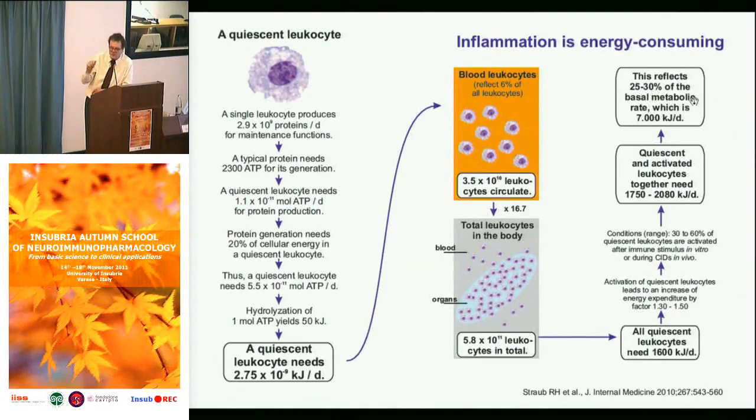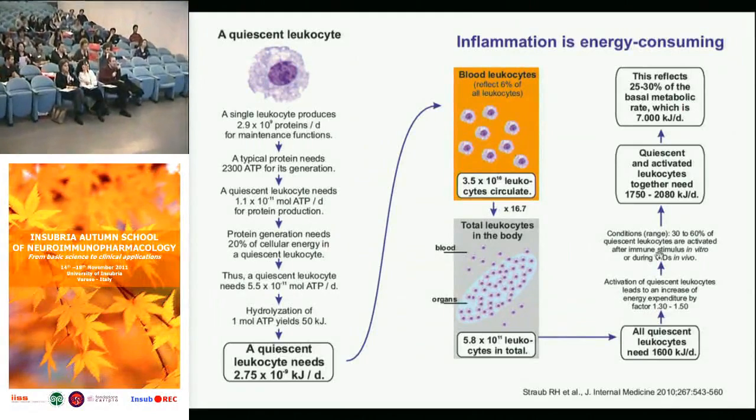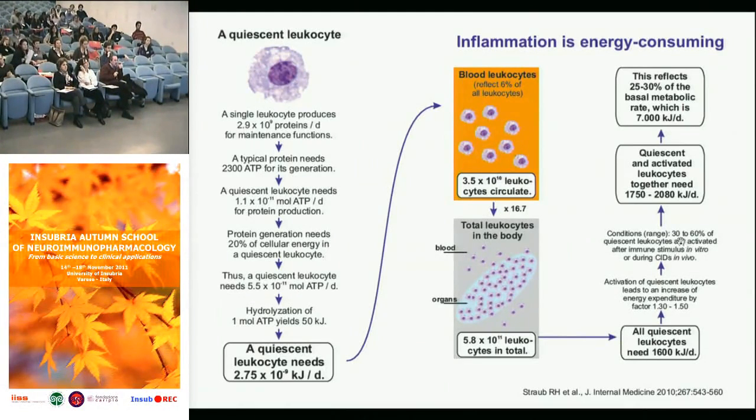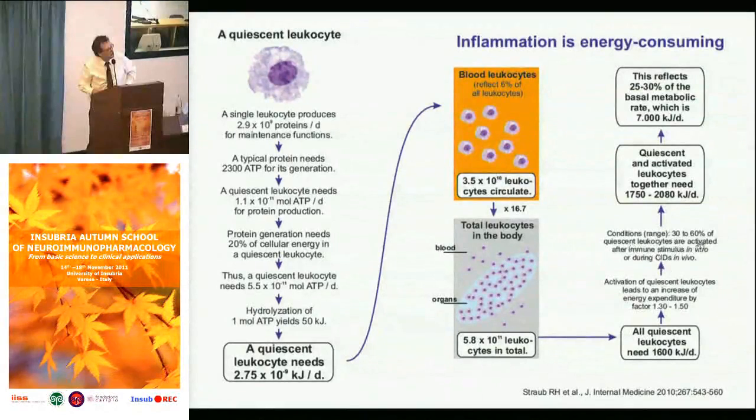The Tour de France, yes? In this graph, you imply that all the leukocytes are activated. No, we calculated it with 30 to 60% of the quiescent leukocytes being activated after immune suppression. Might be a little high. It's very high. Isn't it? Yeah, it's very high.